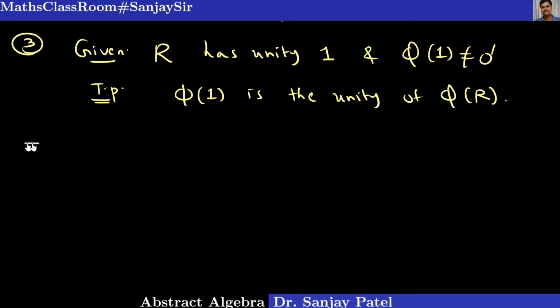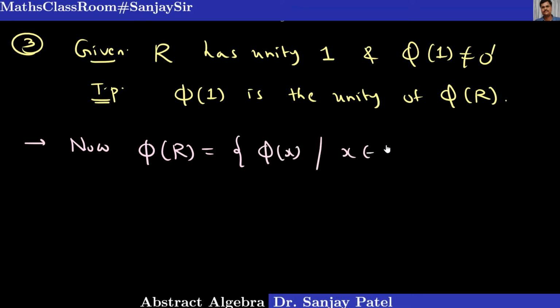Okay, so first of all, we know that phi of R means the range of phi, that is, the set of all phi of x for x belongs to R. Or you can say the image of R under the homomorphism phi. Remember, phi is a homomorphism from R to R dash that is given to us. Now, we want to prove that phi of 1 is the unity of phi of R.